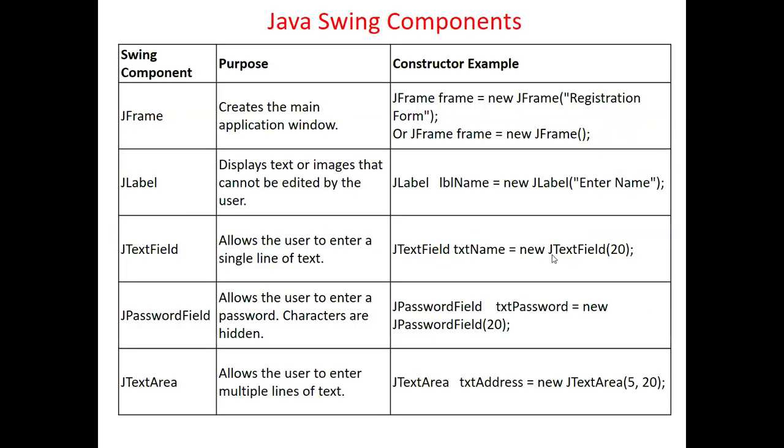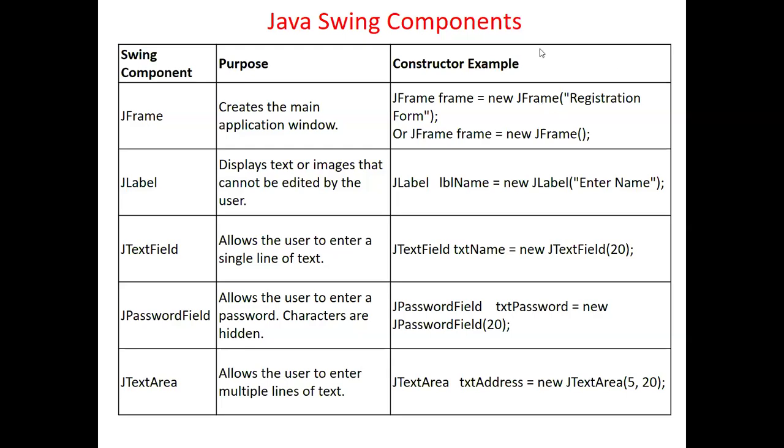Okay, so what are the components to build this? The very first component is called JFrame. Basically, JFrame is a window. It's used to create a window. And how do you create this? This is a very simple example: JFrame frame = new JFrame. This is a class, available in the javax.swing package.